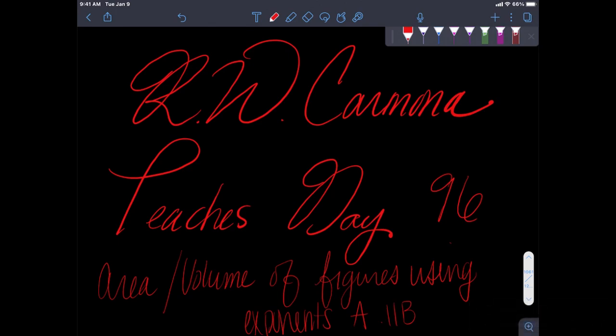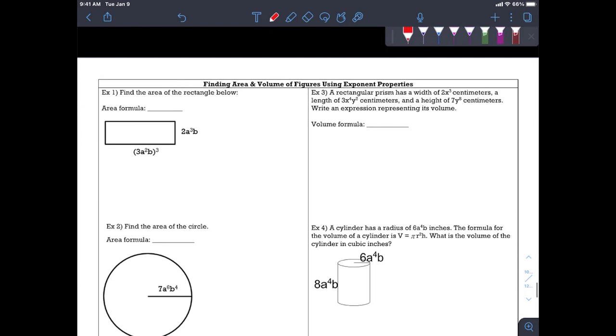Day 96. So today we're going to be reviewing the area and volume of various figures utilizing exponents. All we're doing is performing simple exponent operations. They're still going to follow the same exact rules that we've studied over and over. So let's go ahead and jump into it.